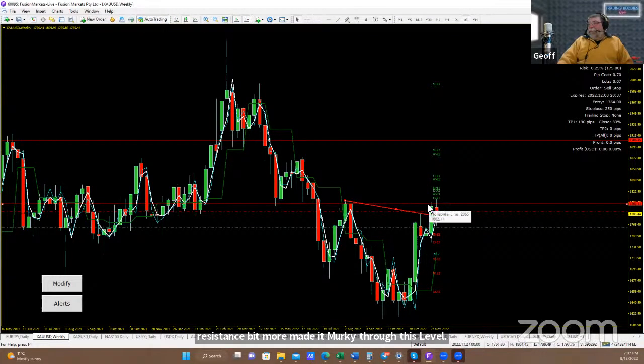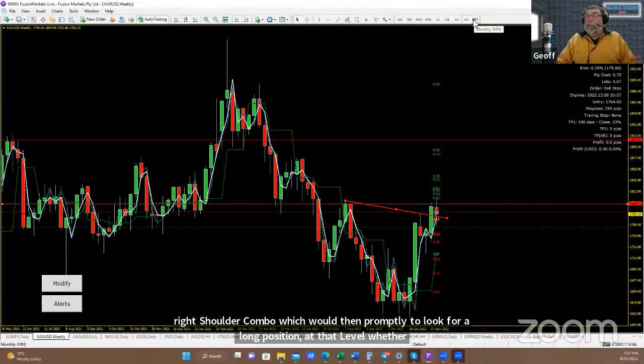But that recency tends to suggest to me, and with this big bull move, very fast bull move, I'm expecting that will be a temporary situation, and at the very least will come down to here, the monthly pivot, and maybe even produce a left shoulder, head, right shoulder combo, which would then prompt me to look for a long position at that level. Whether it's the turnaround time or not for gold, I don't know.